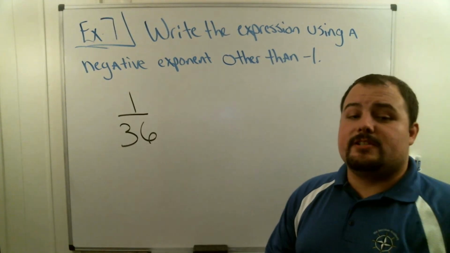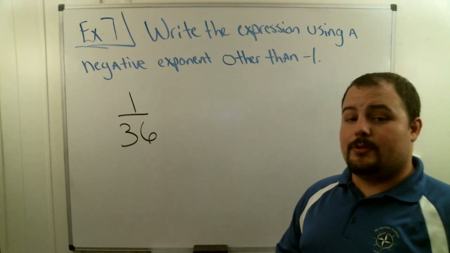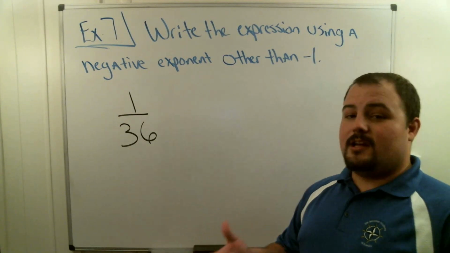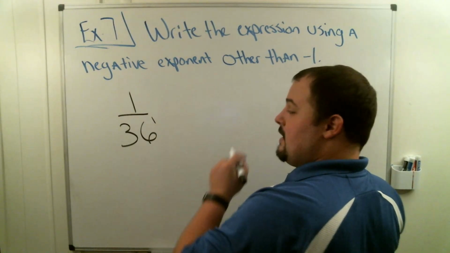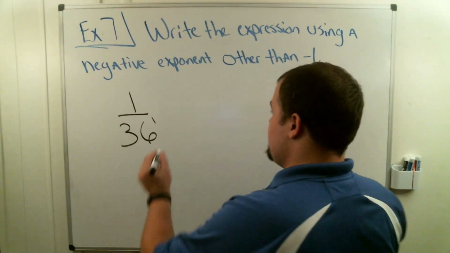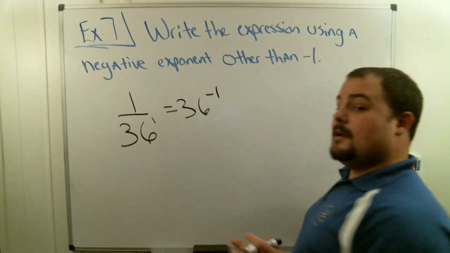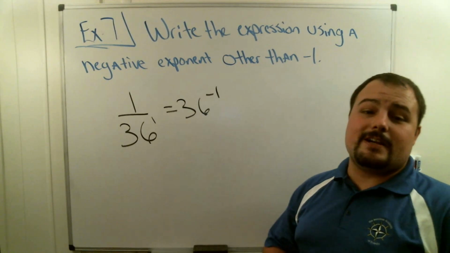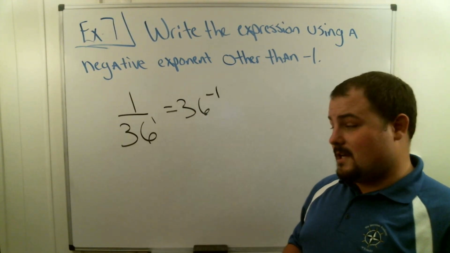In example 7, it says that we're going to write the fraction as an expression using a negative exponent other than negative 1. This is one of those cases where, when we see this problem, a lot of students are going to say, okay, well that's 36 to the 1st power, and if I want to make that a negative exponent, I'd make it 36 to the negative 1st power. Technically that would be okay, but in this case it's not, because the directions say to rewrite this using a negative exponent other than negative 1.